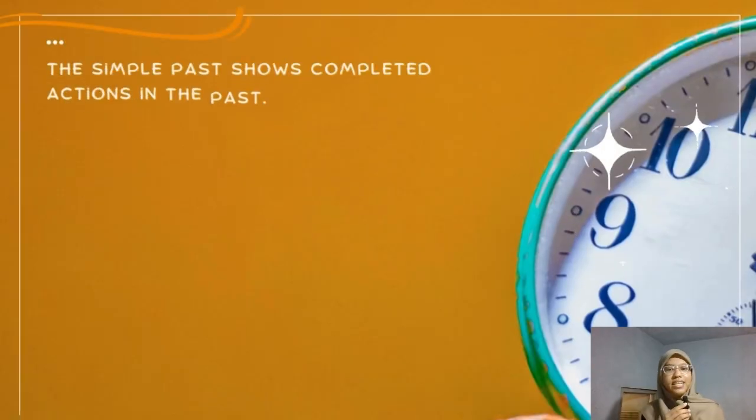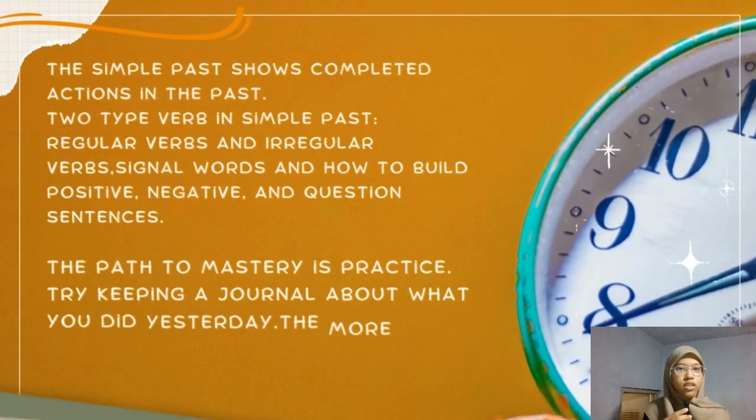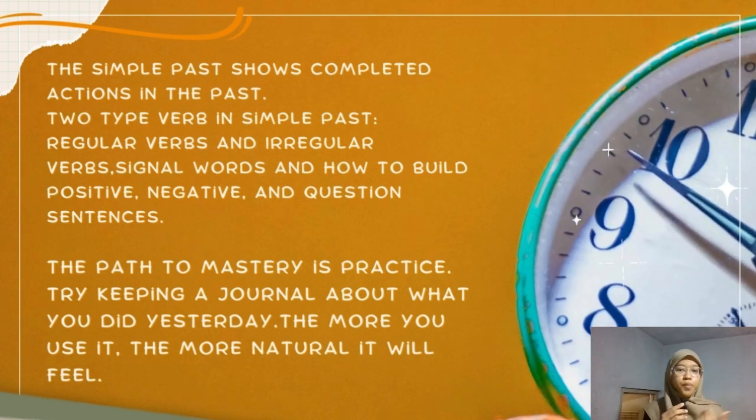Okay, and there you have it. We have journeyed through this complete landscape of the simple past tense. We have seen its purpose, its rules, its treatment of irregular and regular verbs, and how to build sentences such as positive, negative, and question sentences. The path to mastery is practice. Try keeping a journal about what you did yesterday. Tell a story about your last vacation. The more you use it, the more natural it will feel.